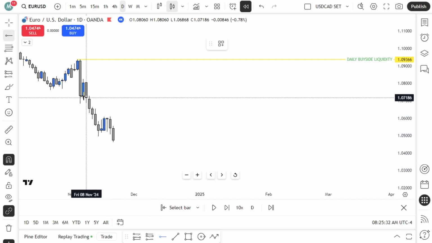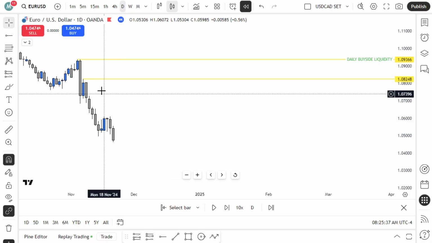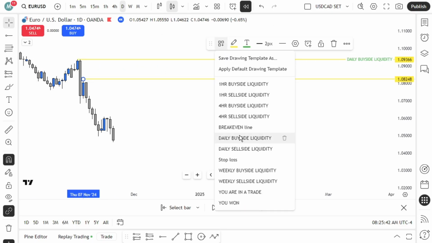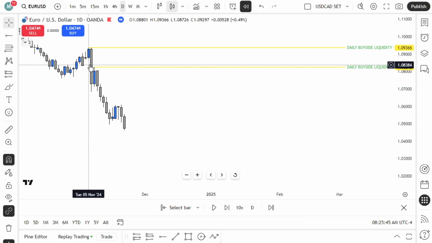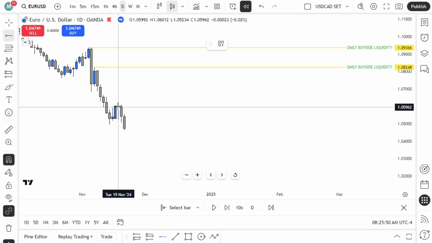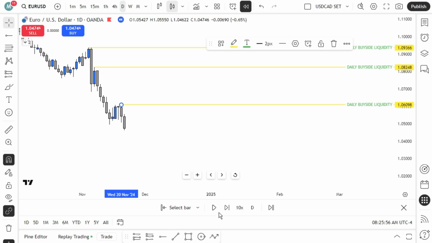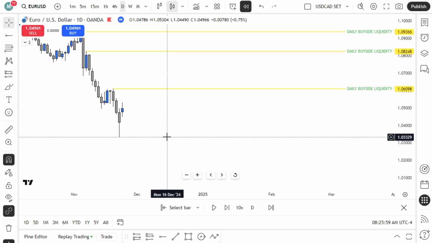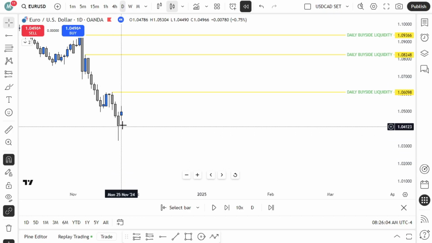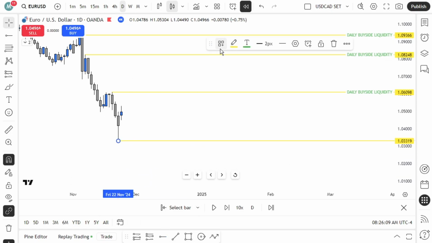And then again, we have a next high because price pushed up before reversing down. As you see, we'll name this as buy side liquidity again. And then price pushed down and then pushed up before then reversing down, naming this as buy side liquidity again. Now, let's see what price does. Okay, now we have a sell side liquidity because price pushed down and then it reversed up, making this our swing low. So we have sell side liquidity.